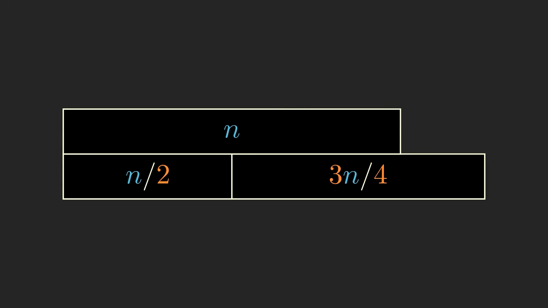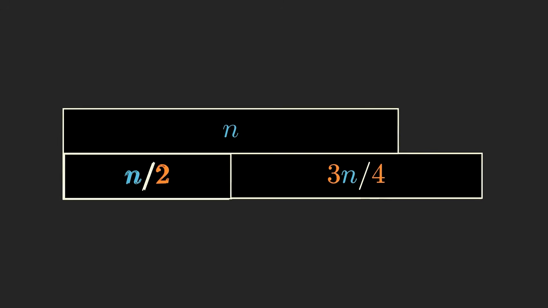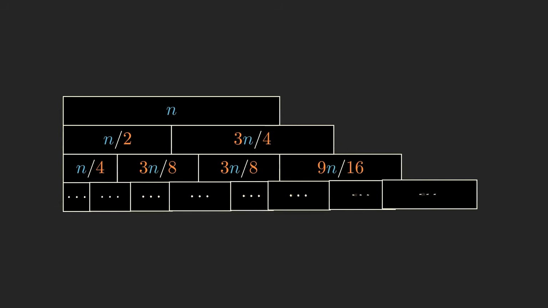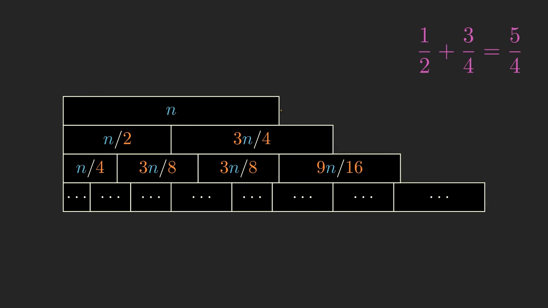Now, it's easy to continue the same logic for the next level. Each of those blocks also gets split into a block 1/2 the size and another block 3/4 the size. So really, each level of this block stack is 1/2 plus 3/4 or 5/4 the size of the level above it.